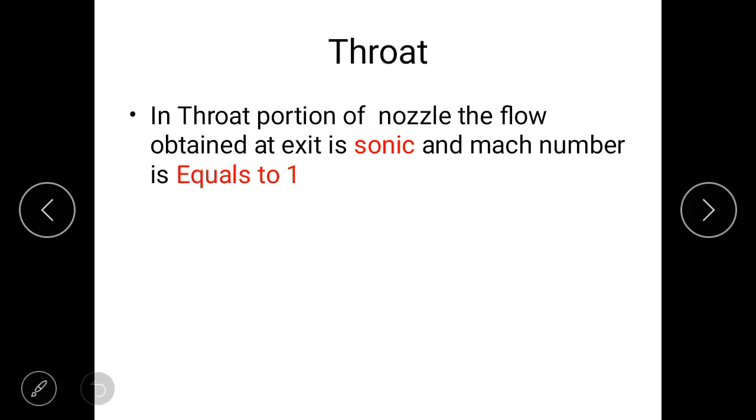Third, the throat portion. In this throat portion, the flow obtained at the exit is sonic and the Mach number is equal to 1. This was clearly explained in the schematic diagram on the previous slide. If you just go through the diagram, you can clearly identify the types of nozzle, the Mach numbers, the states of flow, that is supersonic, subsonic and sonic, and the portions available in the nozzle. These are the major things we have to deal with in types of nozzle.